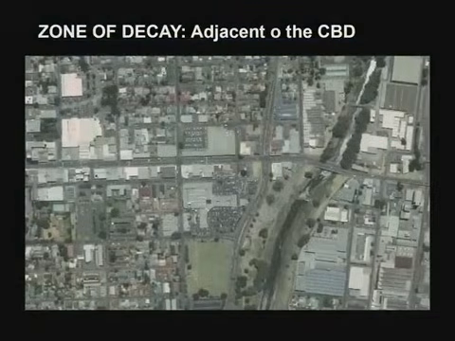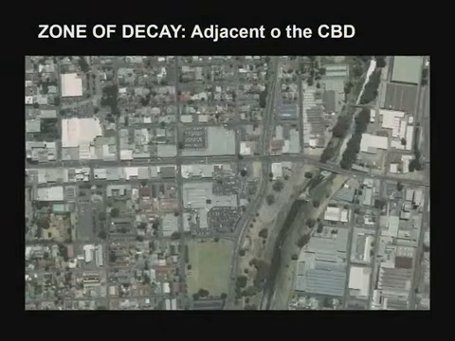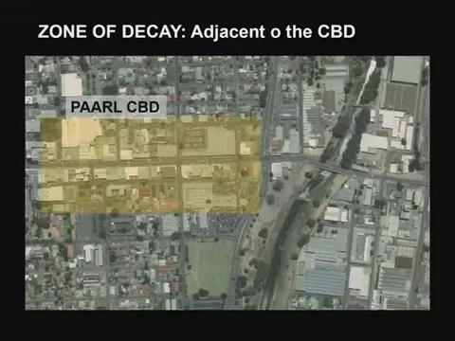Get your table like that, and they ask it that way. And they mark it in the table. See that you know your street patterns. Okay, now, of course, the zone of decay, which is adjacent to the central business district, that is the Paarl CBD. So the zone of decay will be there, okay?